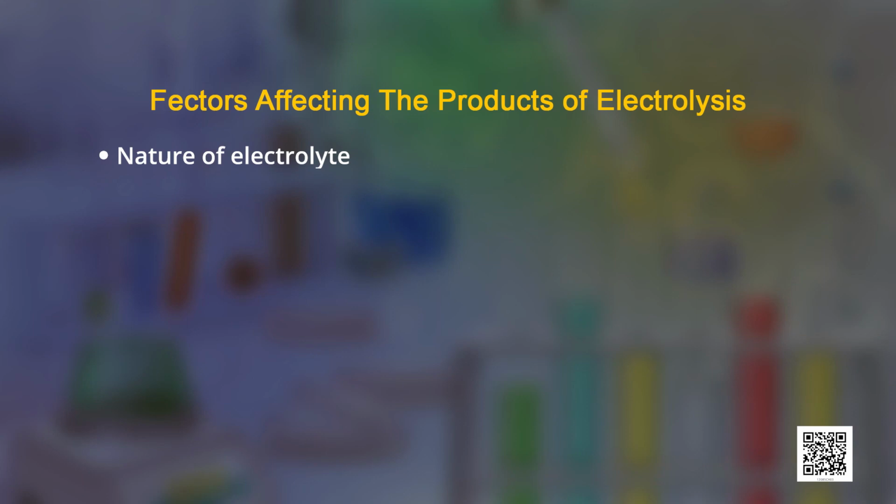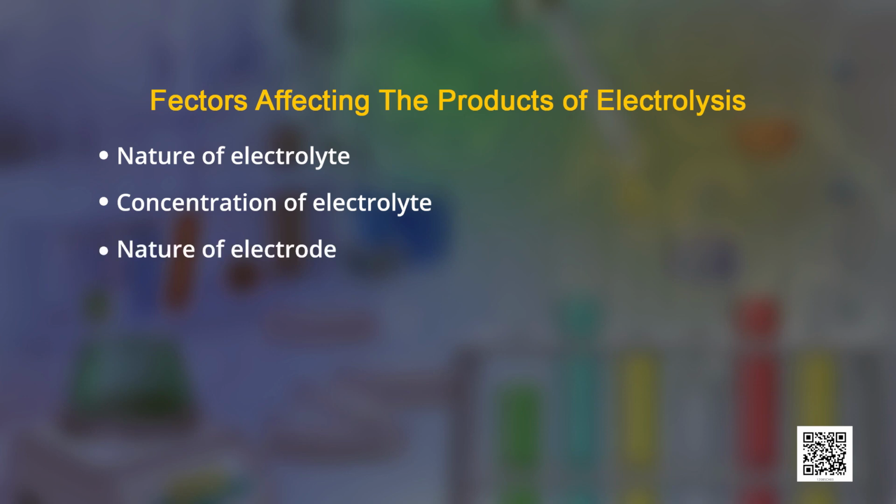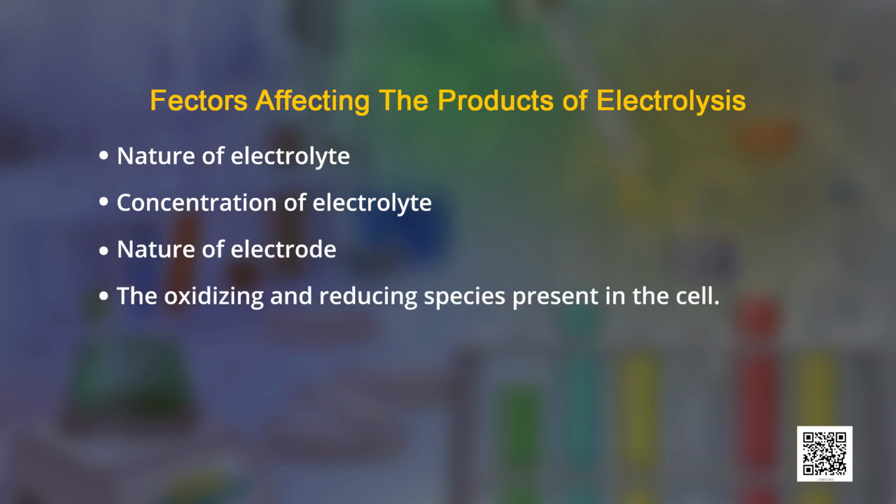During this process of electrolysis, we get products at the electrodes. These products depend on the nature of the electrolyte, concentration of the electrolyte, nature of the electrode, and the oxidizing and reducing species present in the cell. Let us now understand what would be the products of electrolysis of sodium chloride.